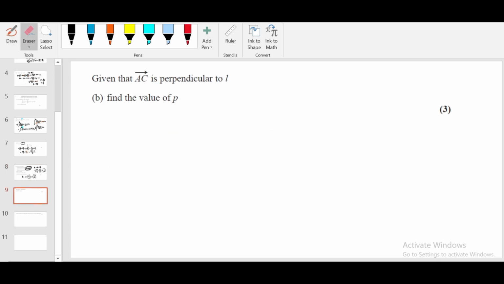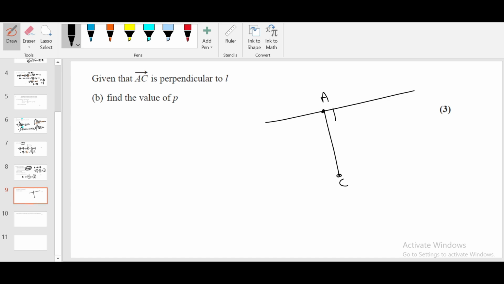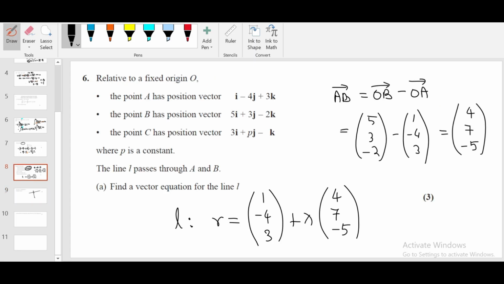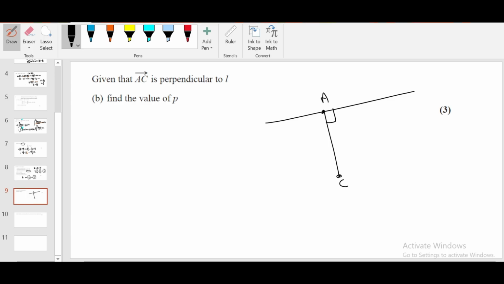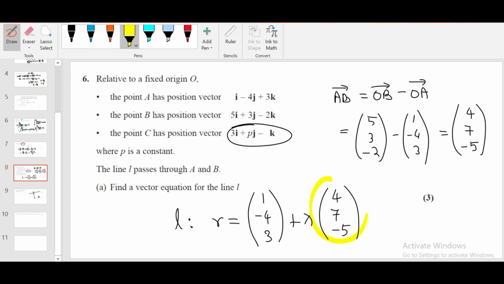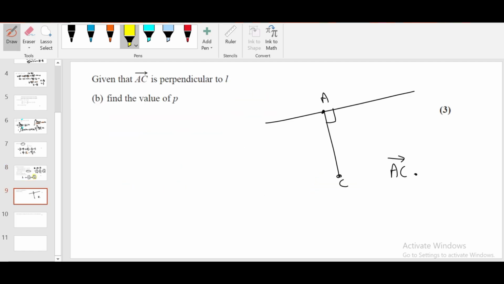Part B says, given that AC is perpendicular to L. Okay, we have a line L and we know point A lies on L. Now there is another point C. This AC is perpendicular to L. Did they say C lies on the line? No. We have the position vector of C here. So if two vectors are perpendicular, AC vector dot the line. So you need to take the direction vector of the line, which is this 4, 7, minus 5. So dot 4, 7, minus 5, since these two are perpendicular, this will be equal to 0.